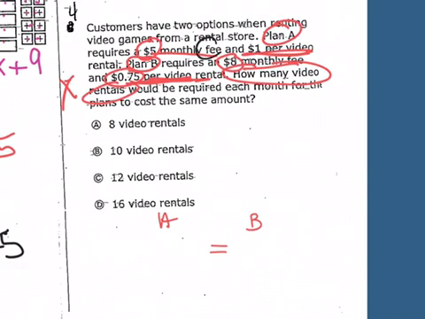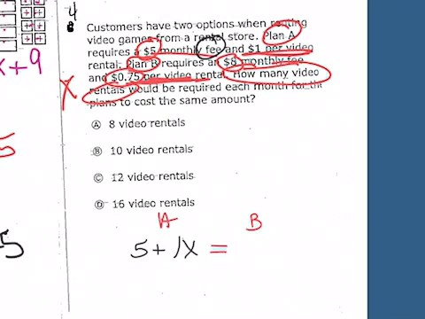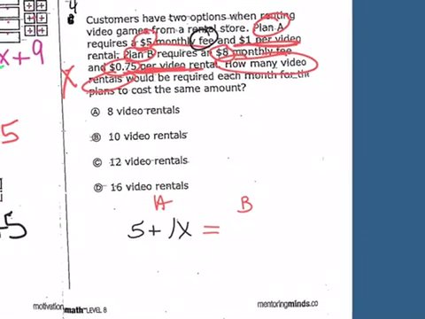Anytime you see the word fee, that usually does not have a variable on it. That's just, we got to pay that no matter what. So I got to pay that $5 fee plus $1 for every video we rent. So same thing for Plan B. It's just an $8 fee plus 75 cents for each video rental.